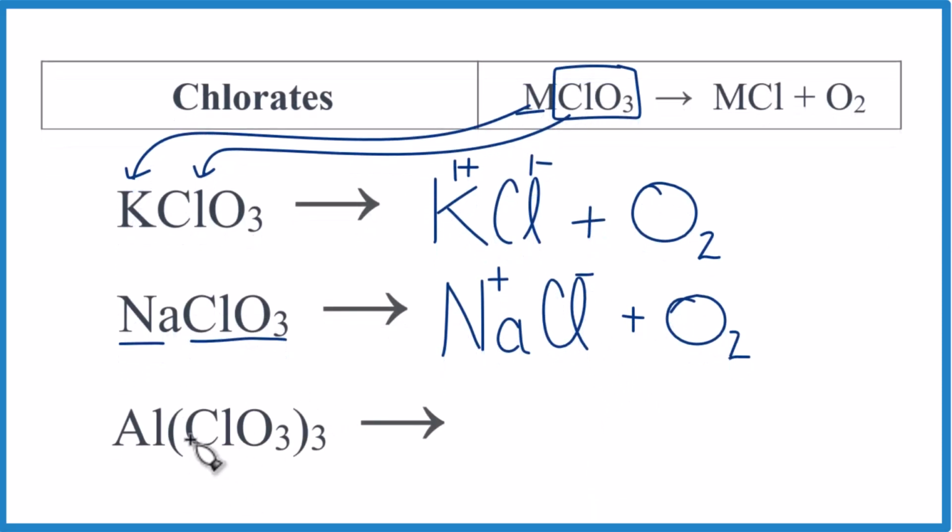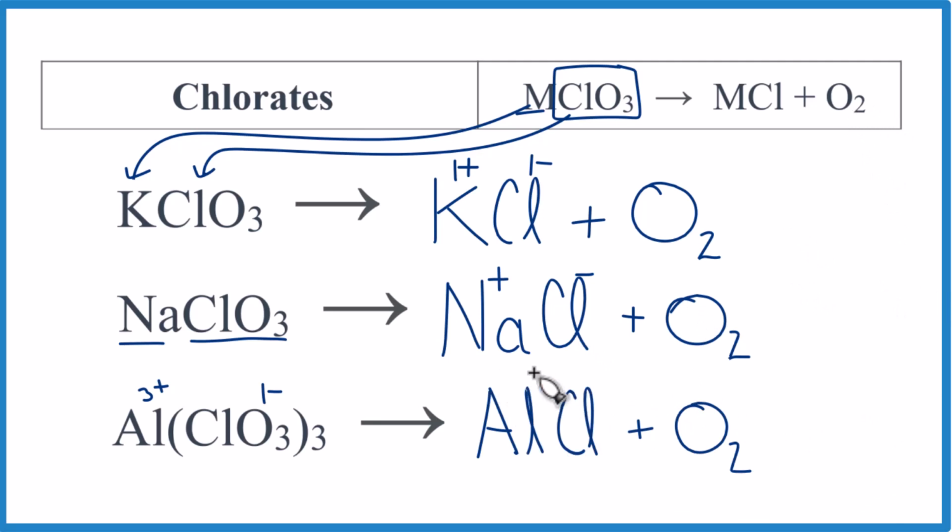Here, if we look on the periodic table, aluminum, that's going to be 3+. The whole chlorate ion is 1-. So predict the products for the decomposition of aluminum chlorate. So we have our metal, aluminum, and then we have the chlorine after that, plus O2. And again, we said aluminum, that's 3+. The chlorine, that's 1-. So we need 3 chlorines here for these charges to balance in this ionic compound.